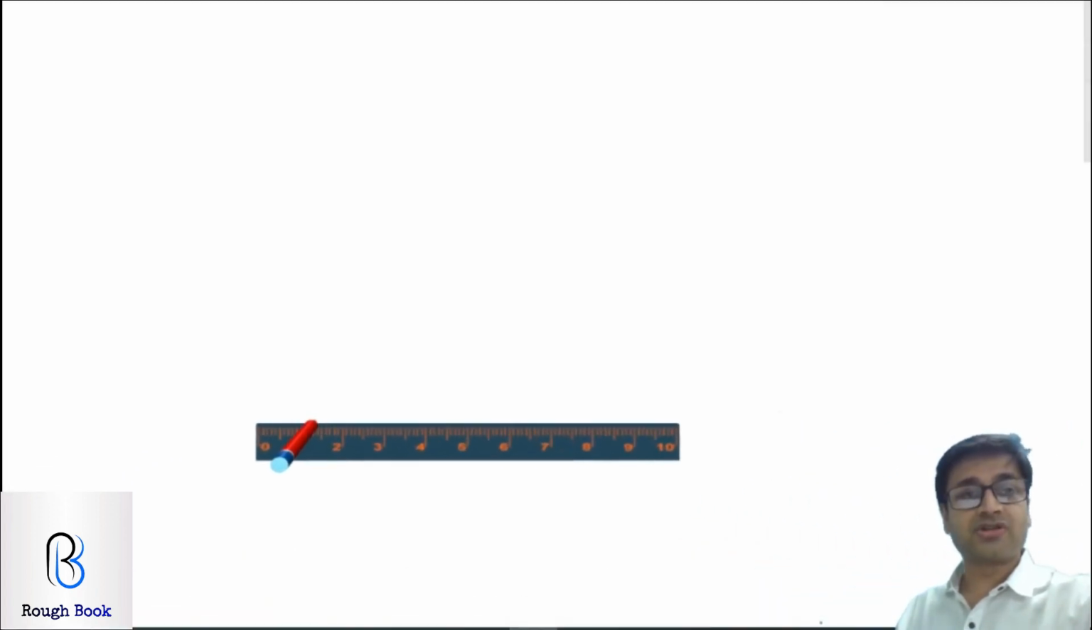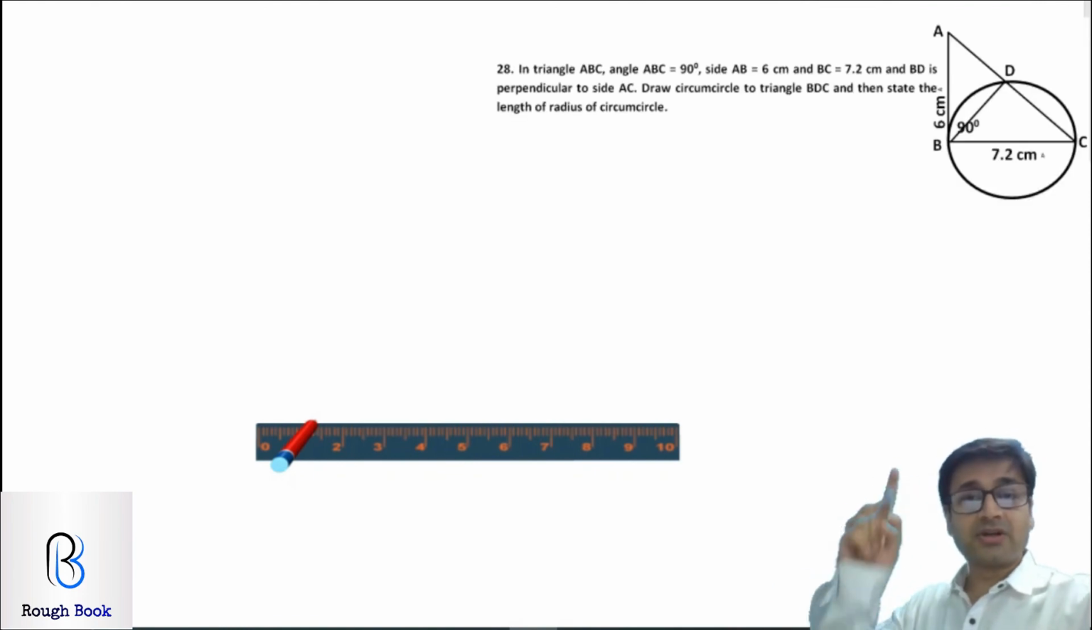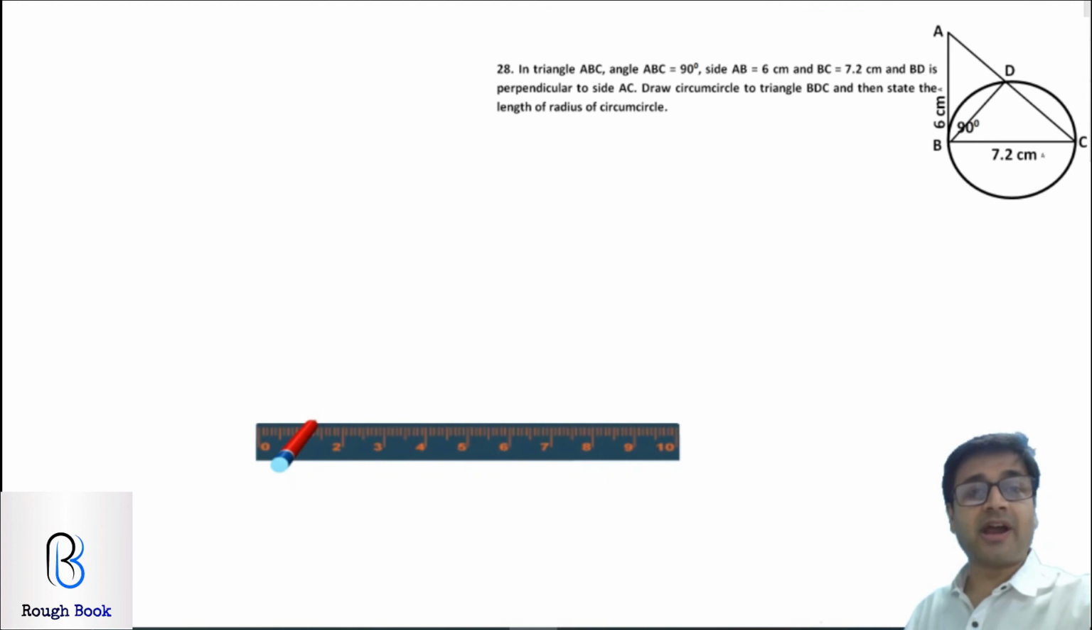Finally, on to the last question, sum number 28. Draw the rough diagram and come back. So does it look like that? They say draw a triangle ABC, 90 degree, AB 5 and BC 7.2. So constructing the triangle is very simple. Then they say BD is perpendicular to AC, but measurement is not known.